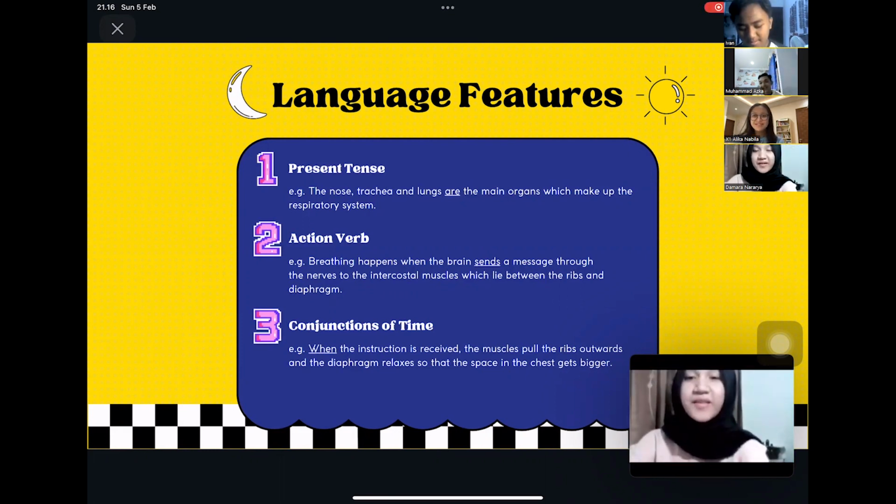For example, the nose, trachea, and lungs are the main organs which make up the respiratory system.